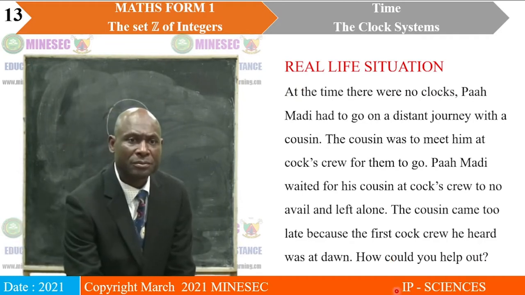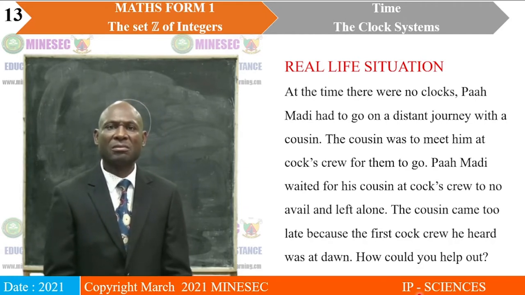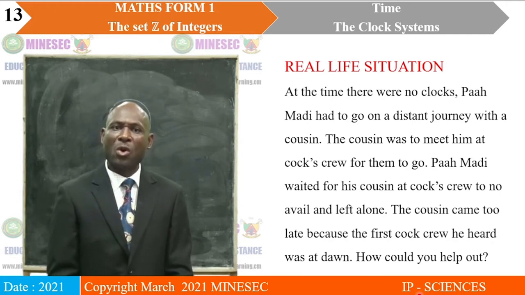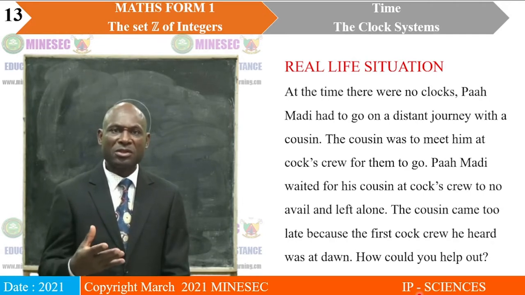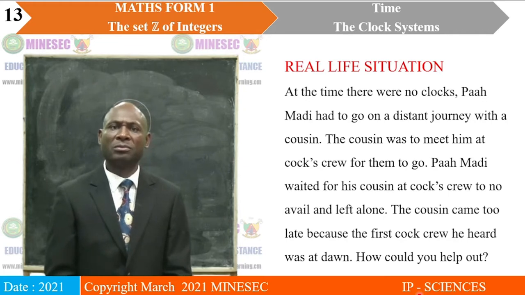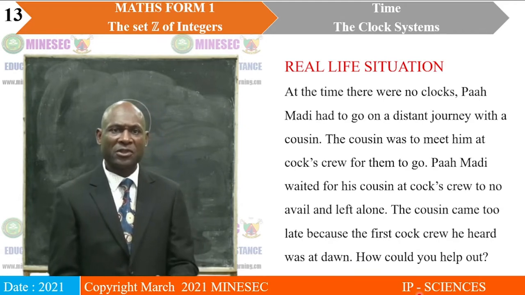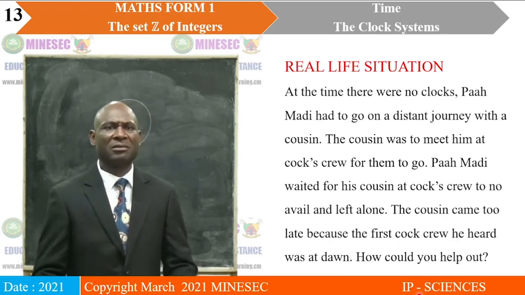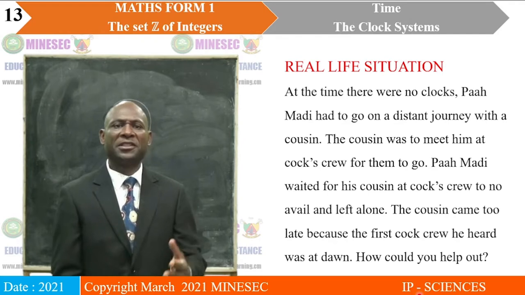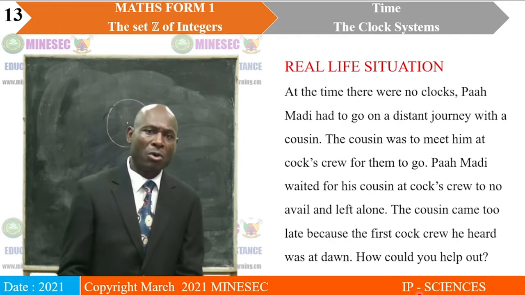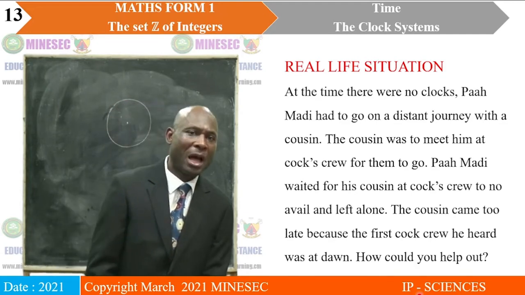Real life situation. At the time, there were no clocks. Pa Madi had to go on a distant journey with a cousin. The cousin was to meet him at cock's crow for them to go. Pa Madi waited for his cousin at cock's crow to no avail, and left alone. The cousin came too late because the first cock crow he heard was Adam's. How could you help out in such a situation?